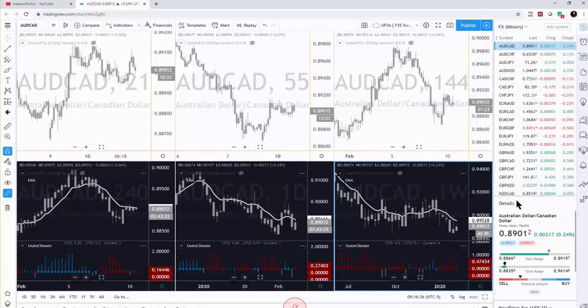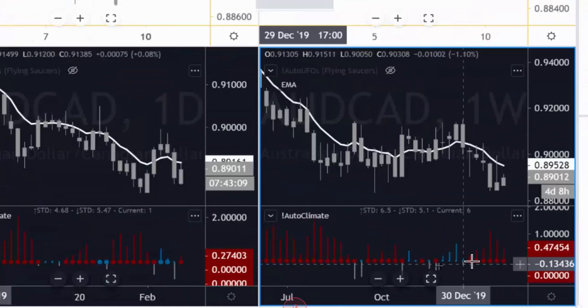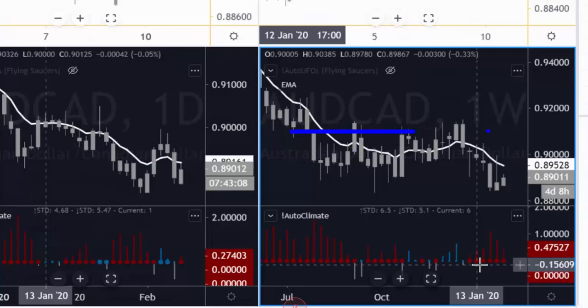Okay, so what do we have? Okay, so I just clicked on Australian dollar, Canadian dollar. So this is what we have on the charts. And I'm going to start looking at the weekly time frame. Okay, weekly time frame of the New Zealand dollar, Canadian dollar, the Aussie dollar, Canadian dollar. As you can see here, weekly time frame.